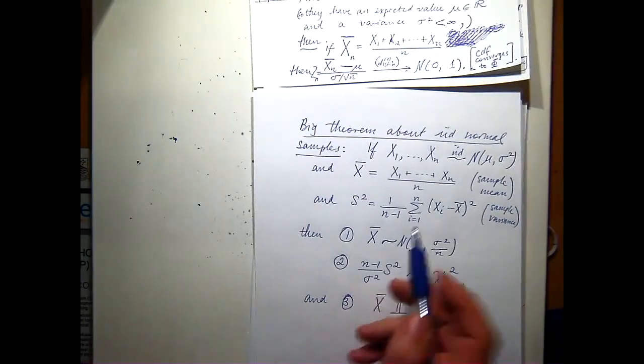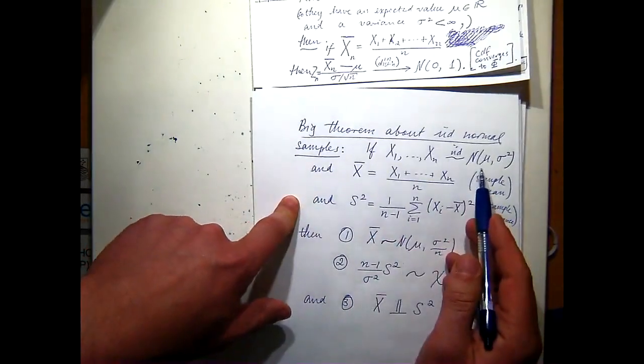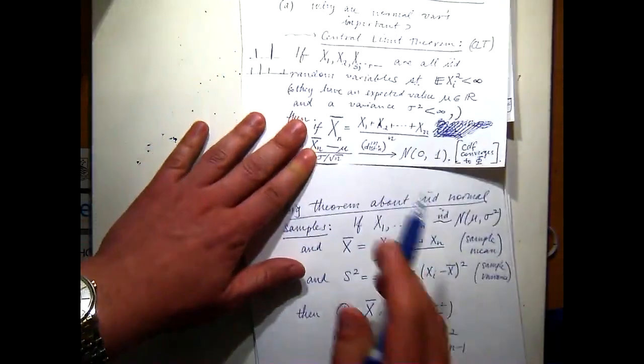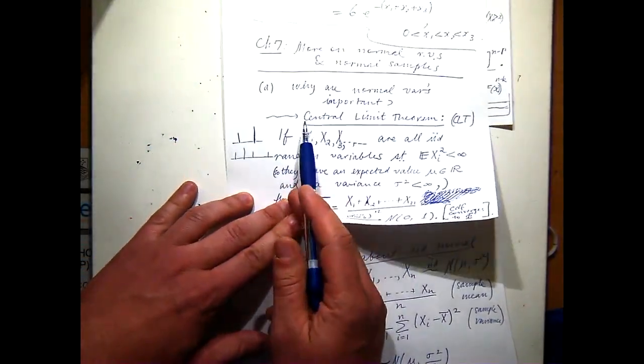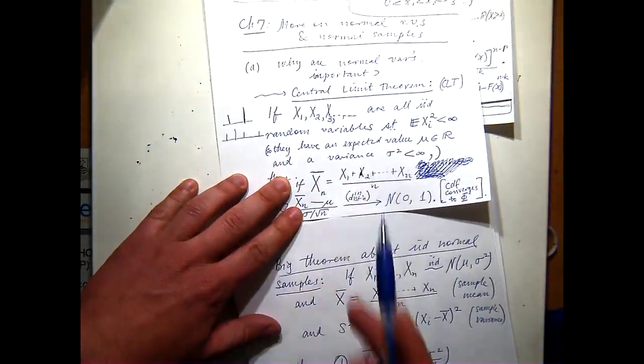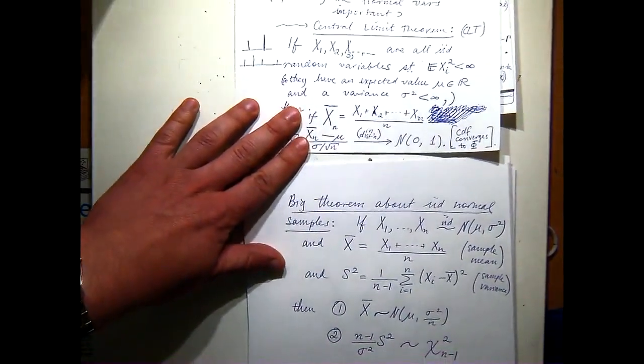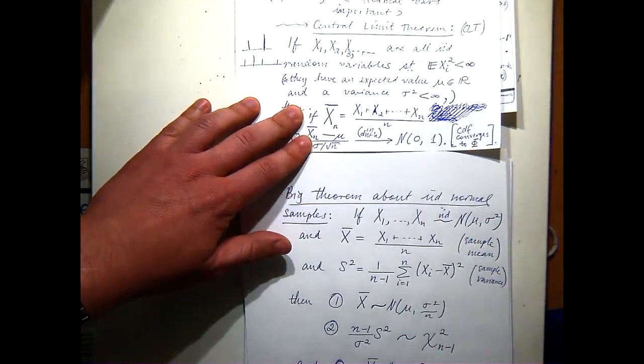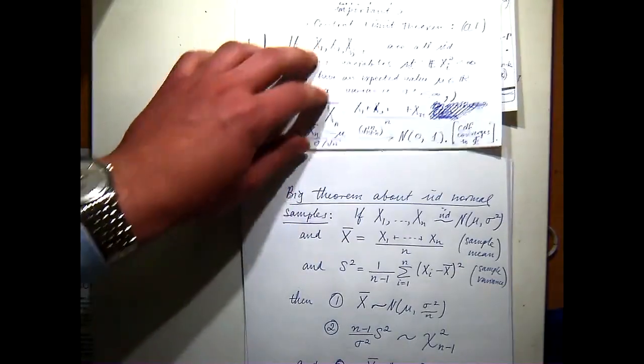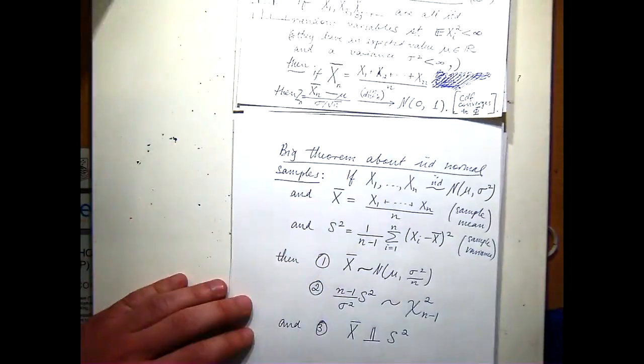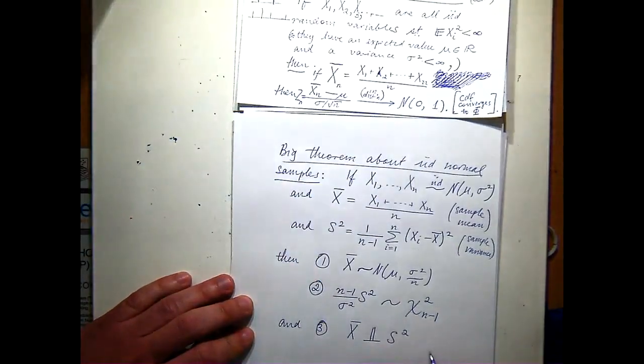Now, I stress that this is true only if your sample is actually normal. If your sample was something else, like in the central limit theorem, IID, but not normal, then the sample mean and the sample variance are not likely to be truly independent. They might be approximately independent, but not truly independent. They're only going to be truly independent if the inputs are exactly normal. Okay? So that's maybe the most important part of the theorem.